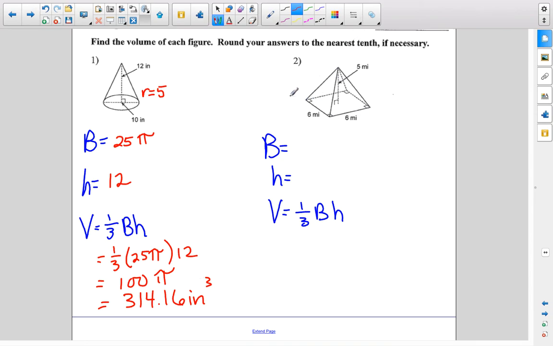Over here on our square pyramid, we're going to get an area, because it's a square, side times side is 36. Our height is the perpendicular from the apex or the vertex to the middle of the base, so that's 5. So now we're going to put in 1/3 times the area of our base, so 1/3 times 36. 36 divided by 3 is 12, times 5 equals 60 miles cubed.